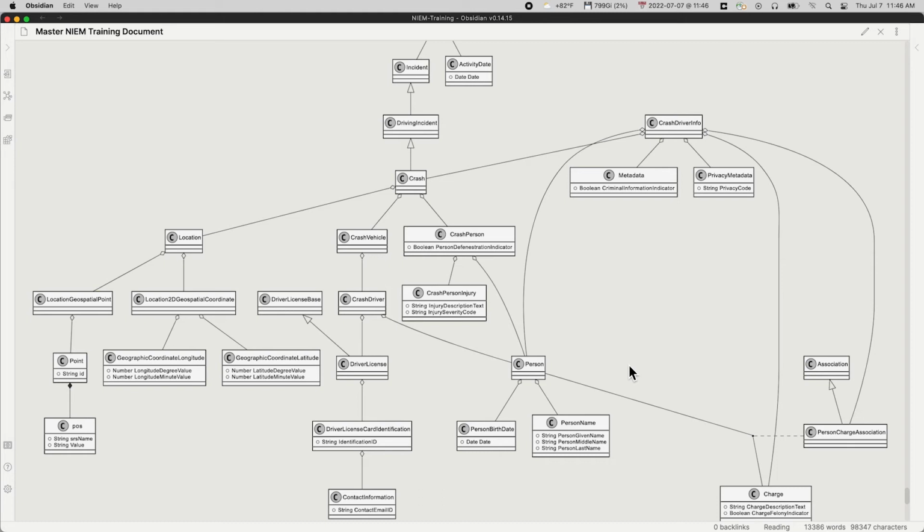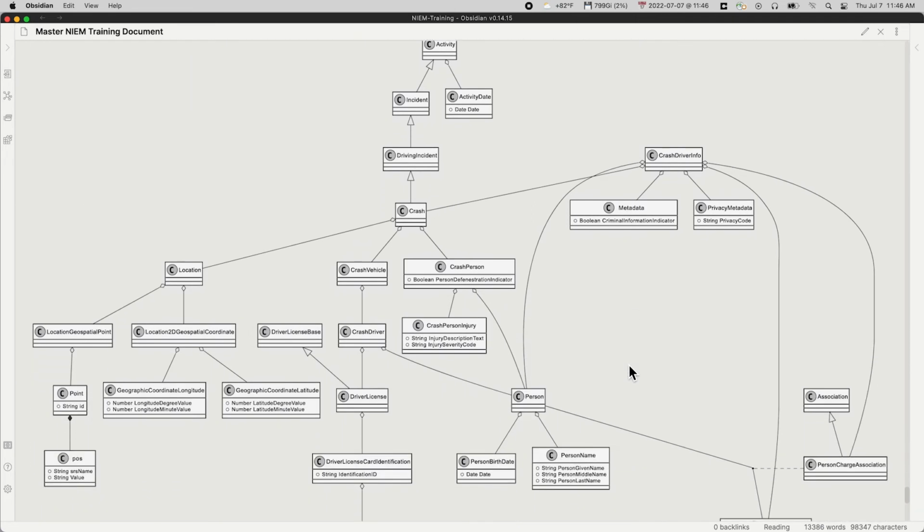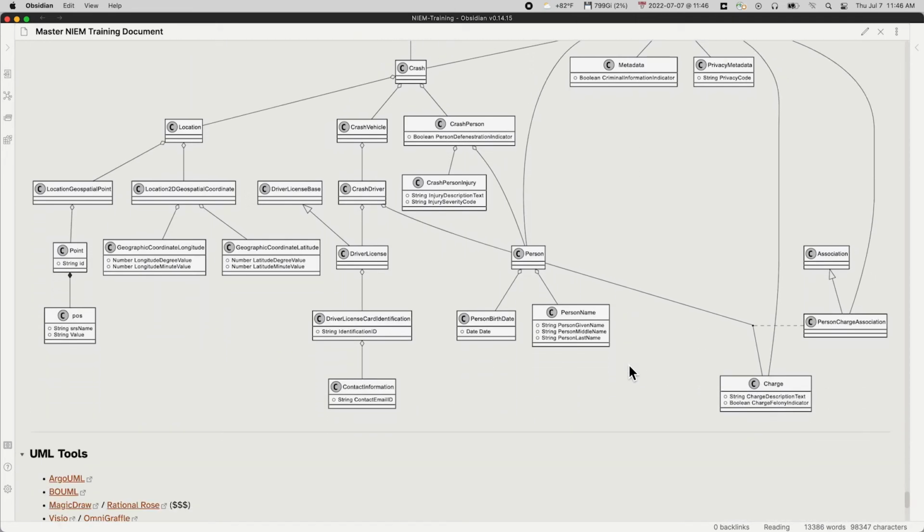And my feeling is, if you're paying me to help you do your exchange, I should be doing the heavy lifting to get to this diagram, not you. So, business people, you get to work with the simple one, and we will walk you to this one step by step as part of the mapping process.